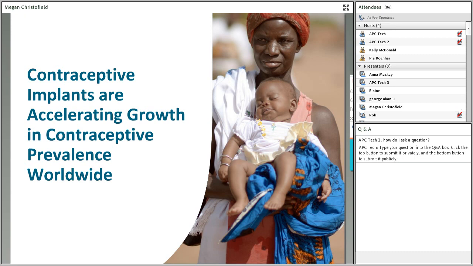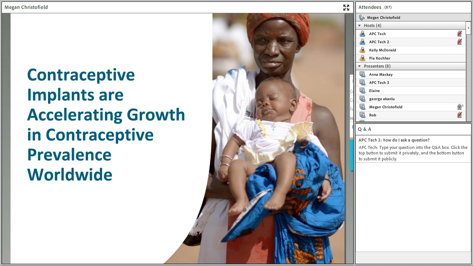They also noted that with every 1 percentage point rise in implant use, there was an associated 1 percentage point rise in MCPR, implying that the rise in implants is not dominated by modern method users switching methods, but rather a net growth in modern users. So I think it's really promising to think about the power that contraceptive implants have in raising overall MCPR and meeting the needs of women and families around the world.